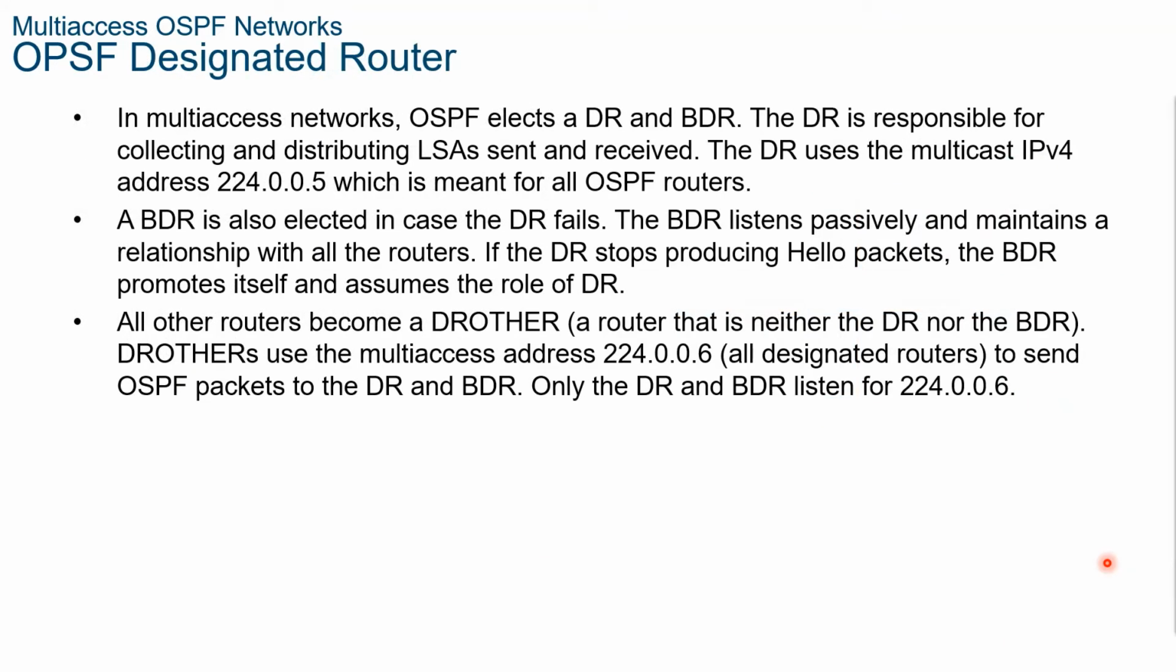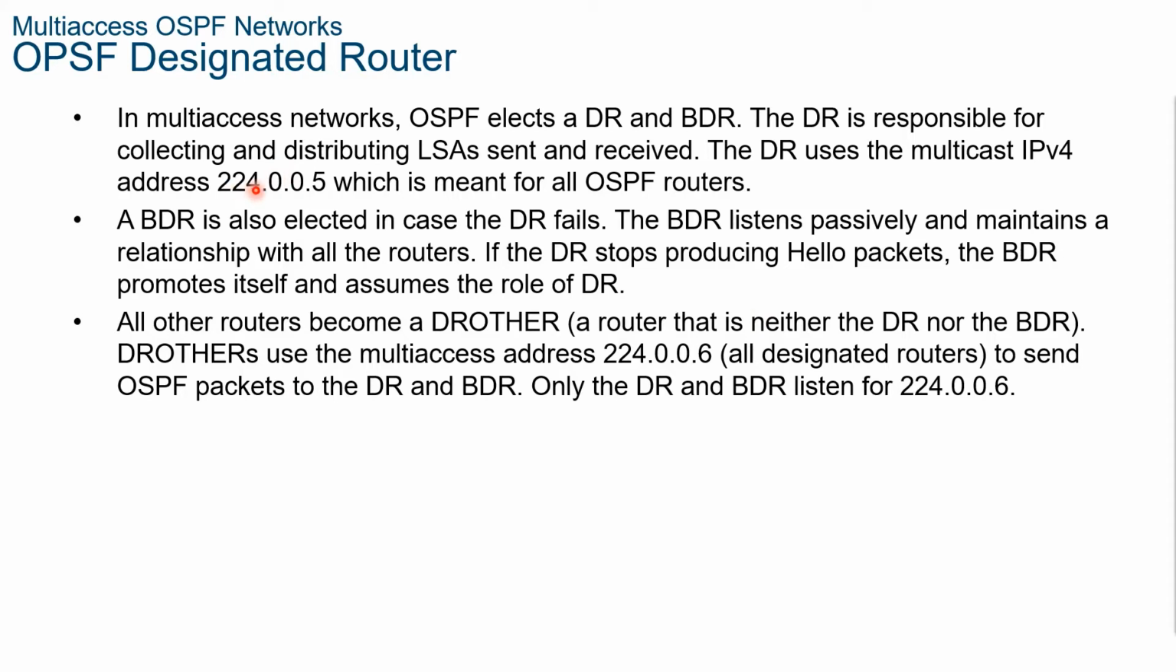Next would be the OSPF designated router. Recall that in a multi-access network, OSPF elects a DR and BDR as a solution to manage the number of adjacencies and flooding of link state advertisements, or LSAs. The DR is responsible for collecting and distributing LSAs sent and received. The DR uses the multicast IPv4 address, as mentioned in the previous video lecture, 224.0.0.5, which is meant for all the OSPF routers.